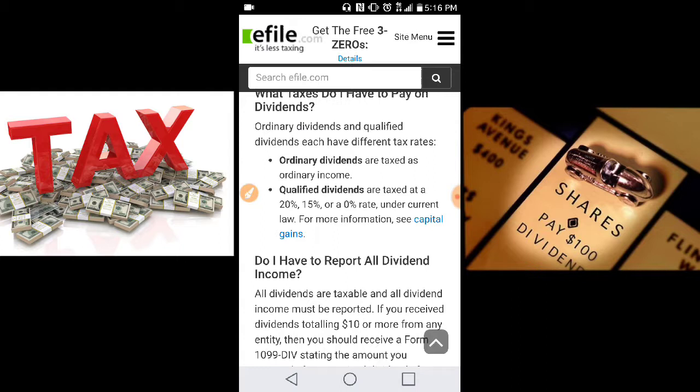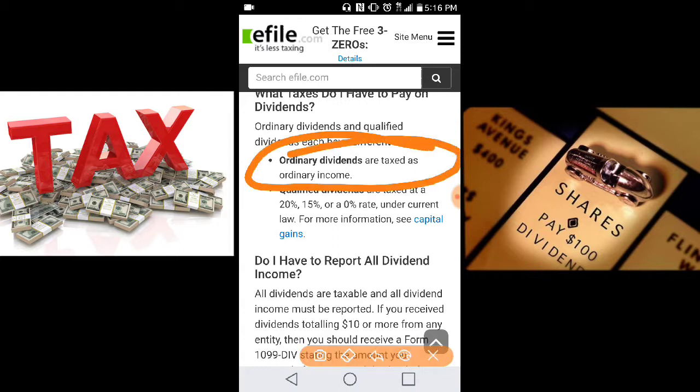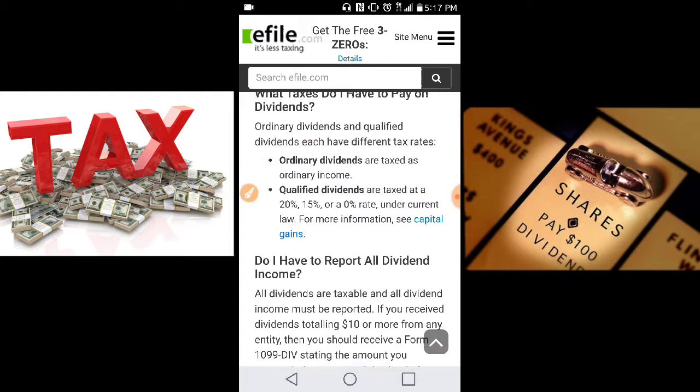So ordinary dividends, as you see in this definition right here, are taxed as ordinary income. And all that means is whatever tax bracket you are in, that's the percentage that your dividends get taxed at. But qualified dividends are special dividends in that they get taxed at your capital gains rate. So it can be 20%, 15%, or 0%, as you can see right here. I'll get into a chart a little later to demonstrate what you would get taxed at for qualified dividends, depending on your tax rate, but let's just go down a little more.